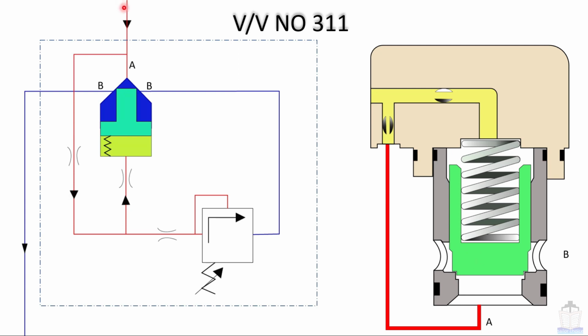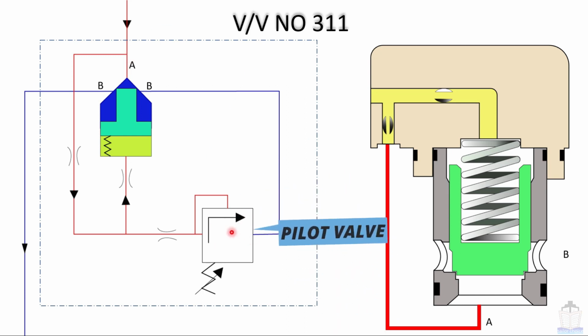This is the hydraulic diagram of valve number 311. Here the main hydraulic pressure acts on port number A and comes out from port number B. This is port number A, which is the inlet, and this is port number B, which is the outlet. One line of the main hydraulic pressure passes through two orifices and acts on the back of the poppet valve in order to keep this valve seated tightly against any pressure.